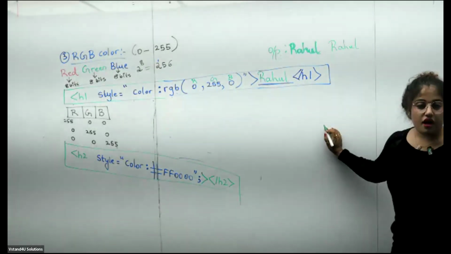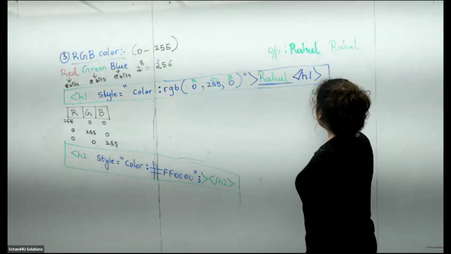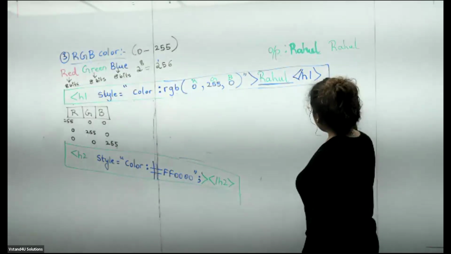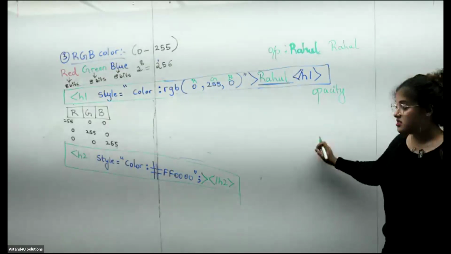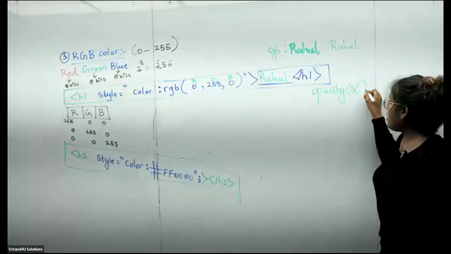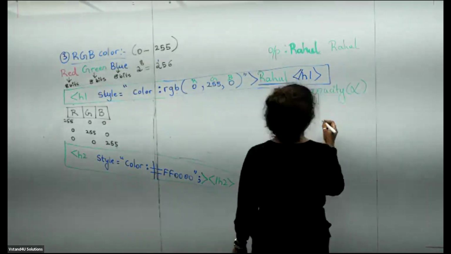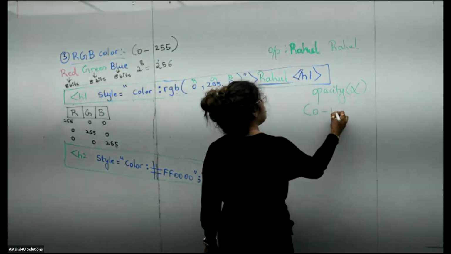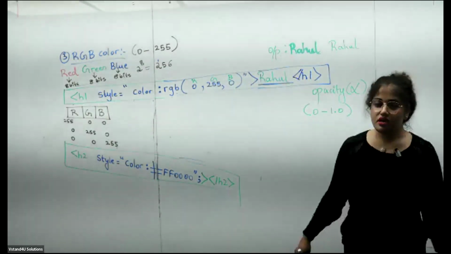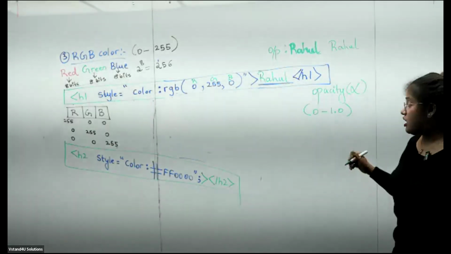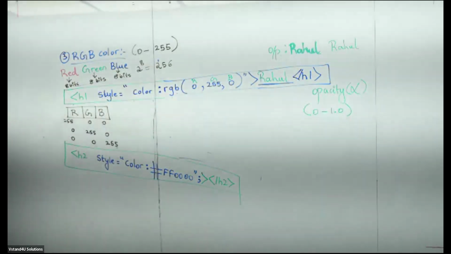So then I will be using something called opacity. Have you heard this word? Opacity. Opacity is represented in the form of alpha. And this opacity value ranges from 0 to 1.0. Your RGB value ranges from 0 to 255. Your opacity value ranges from 0 to 1.0.